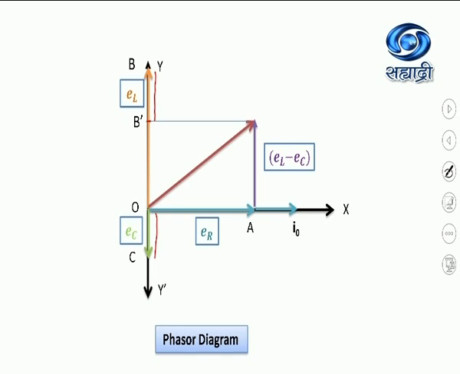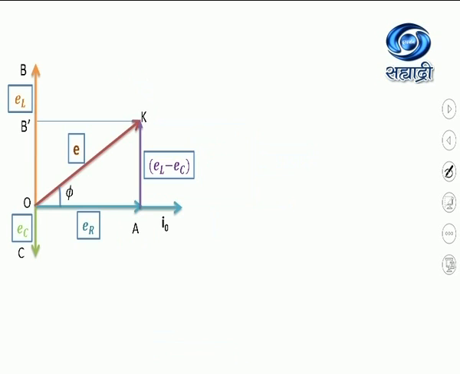Now we have to complete the parallelogram. So the diagonal of the parallelogram will show the resultant, and the resultant is represented by vector OK, and that is the EMF E across the entire series combination. Now the phase difference between the EMF and the current is represented by phi. Here we can see that EMF is leading the current in phase by phi radians.